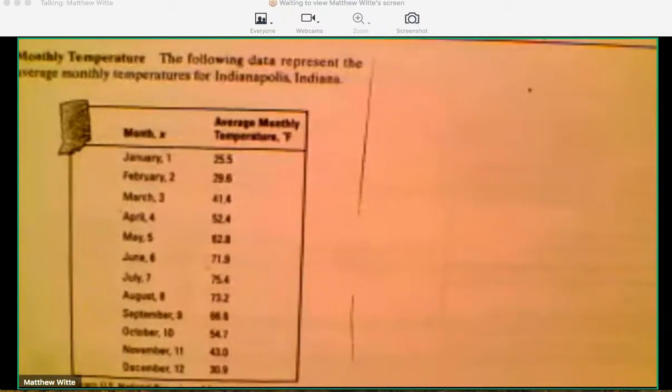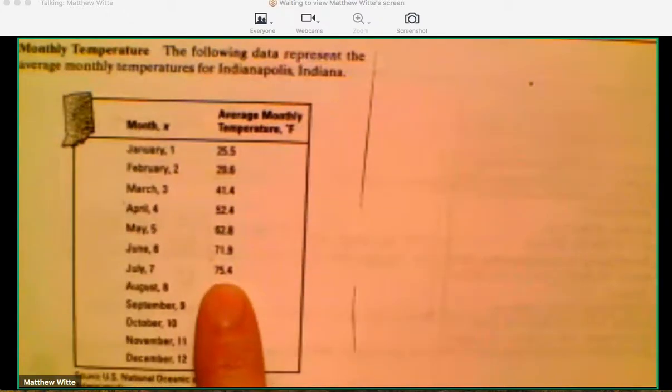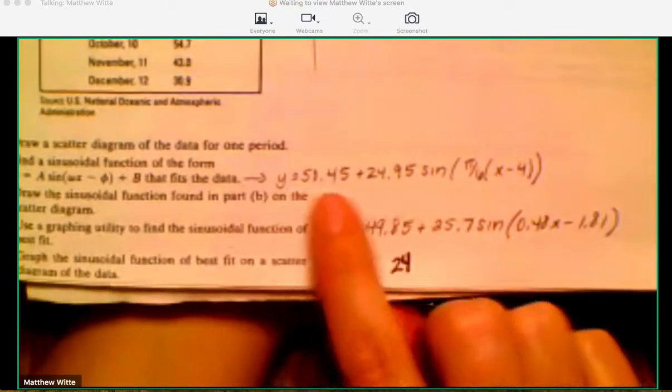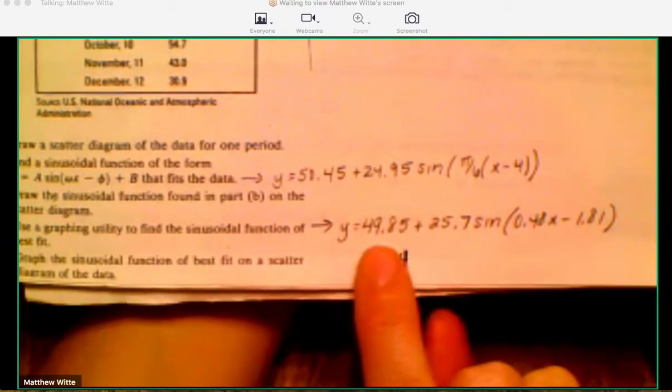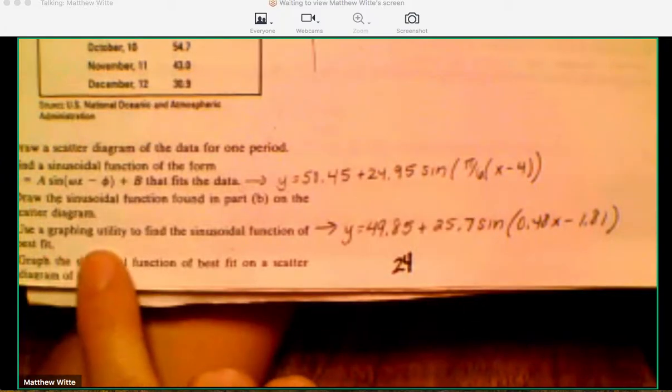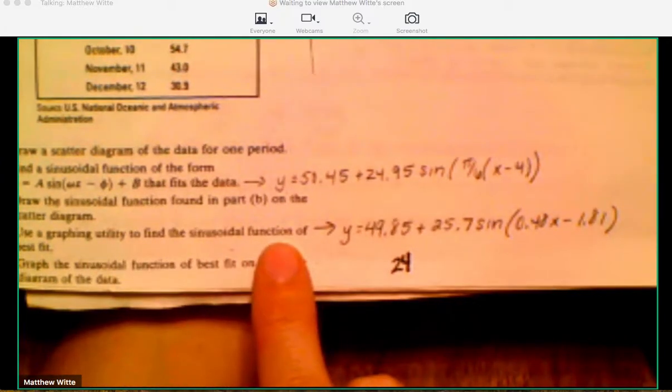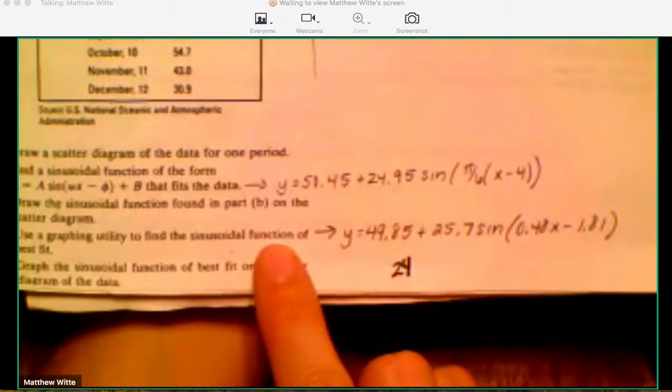And then I found the shift. And the shift again, apparently your high point is in July again. So the shift was -4. So this was by hand. And then my regression, that's where it says use the graphing utility to find the sinusoidal function of best fit, or the regression, was this.